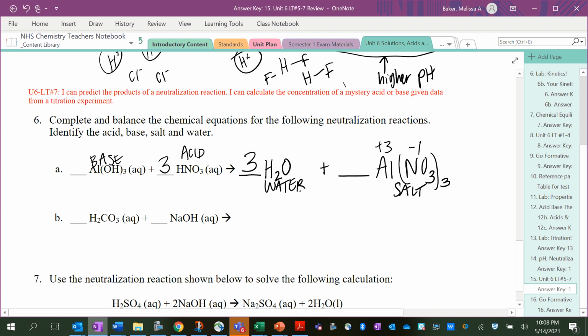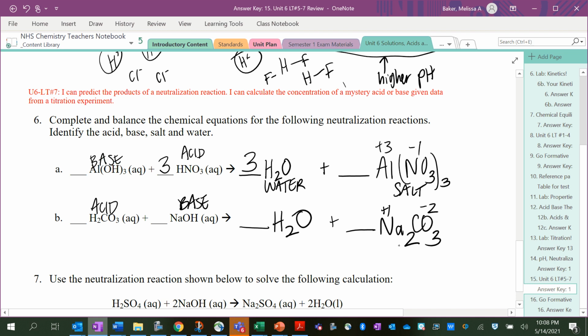Okay, let's do another one. We know we're going to make water because we're adding an acid to a base. And then let's see what else is left over. Na has a +1 charge. CO3 has a -2 charge. So this is Na2CO3, which means we need a couple of 2's to balance. And of course, let's also label our water and our salt.